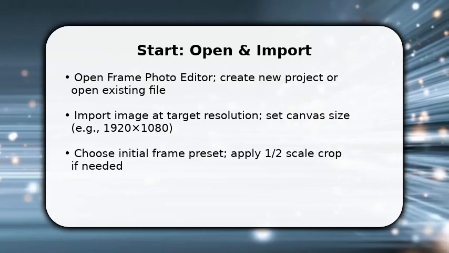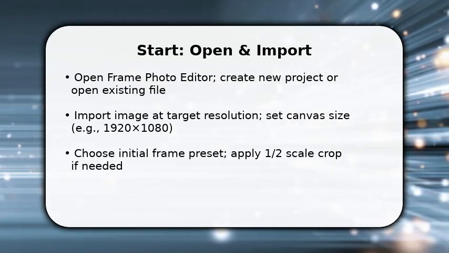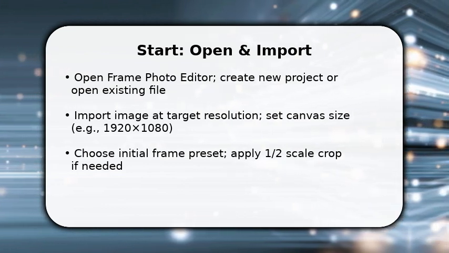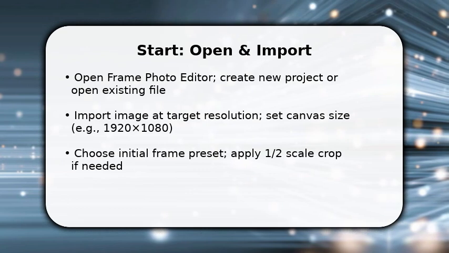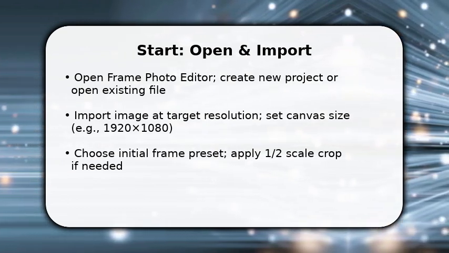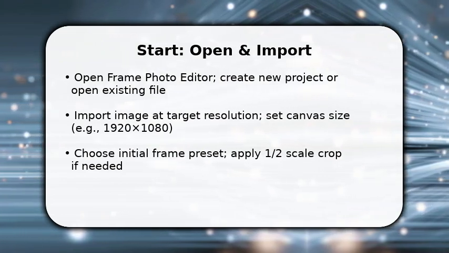You begin by opening Frame Photo Editor and immediately importing the photo you want to frame. Choose a project canvas that matches your final output and set the resolution to avoid later scaling. Once done, pick a basic frame preset to anchor your layout and perform a quick crop. Use 1/2 scale if composition needs tightening.